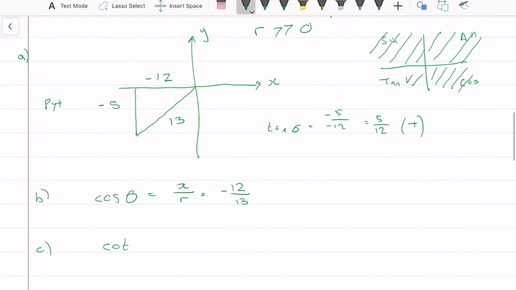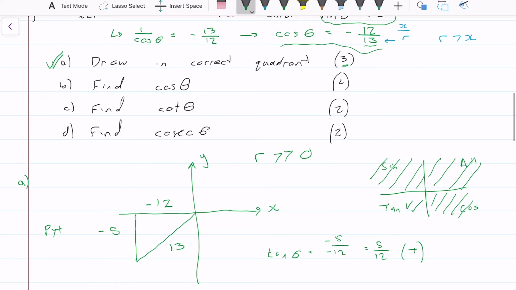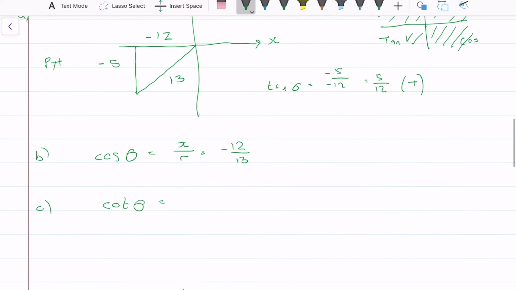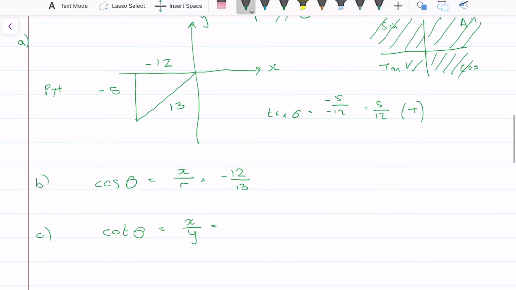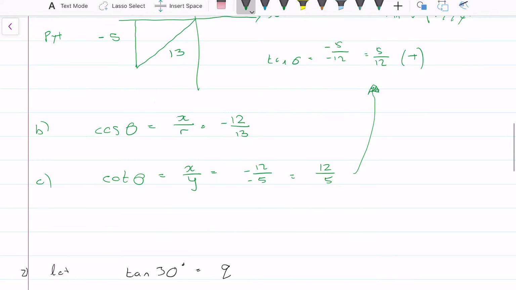Next, we need cot theta. The way I do this is tan theta equals y over x, so cot theta would be x over y, if you're not familiar. Looking at the question, we have x is minus 12 over y is minus 5, so we have 12 over 5, and this is indeed the inverse of our tan.